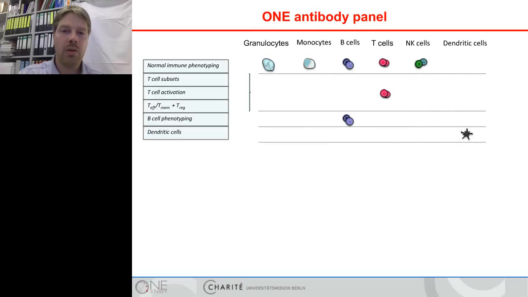So now let's have a look at the antibody panels. The first antibody panel allows the enumeration of all major leukocyte subsets, such as granulocytes, monocytes, lymphocytes, as well as NK cells. With the other 5 panels, more detailed analysis can be studied on T-cell activation, T effector cell differentiation, regulatory T-cells, B-cell differentiation, and dendritic cell subsets.